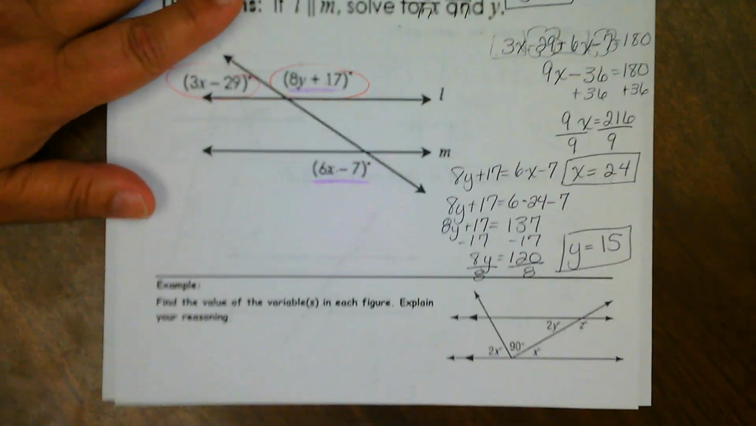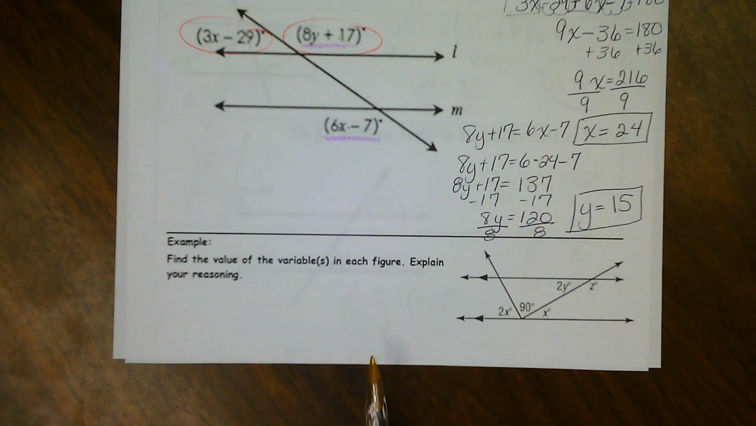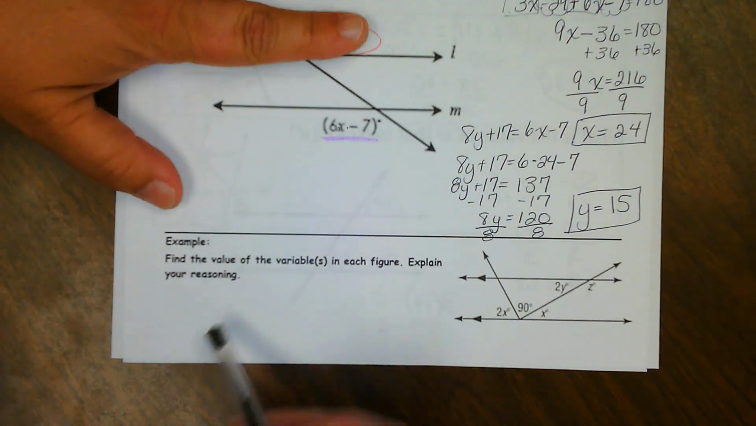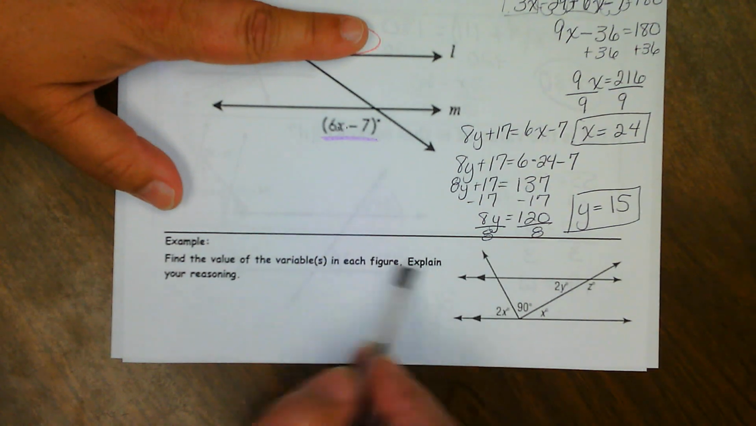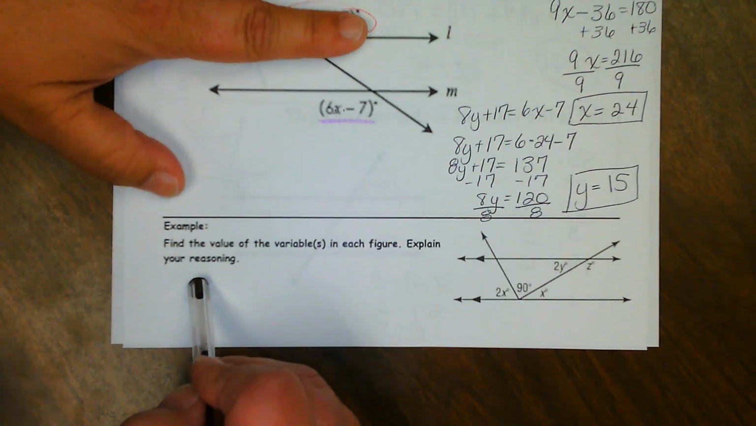Alright. This last one. I threw this one on here because it's kind of ugly and people kind of freak out about it a little bit. But let's not, okay? Let's not freak out. Let's look at it for just a minute and see what we can come up with in this problem. It says find the value of the variables in each figure and explain your reasoning.